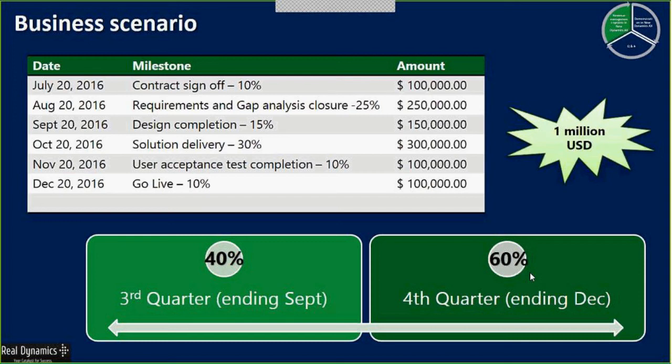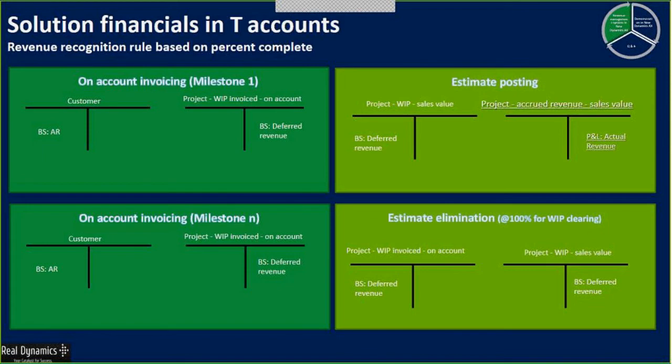This is how the business scenario will look from an overall big picture, and then we will lay it down in a T accounting format. This is the basis of recognition rule on percent complete. Where we are saying the on account invoicing, and this will happen for different milestones that we are doing, will be debited, it will be a balance sheet AR entry. On your credit side, it will be the project WIP with invoice on account. So that's the posting type that you will see in the general ledger on the voucher.